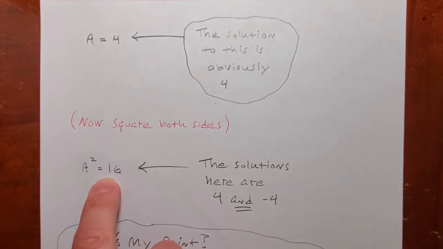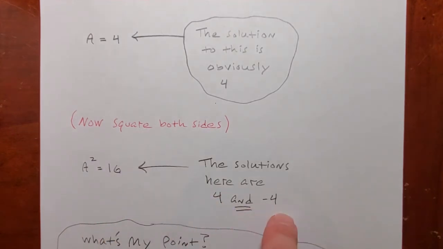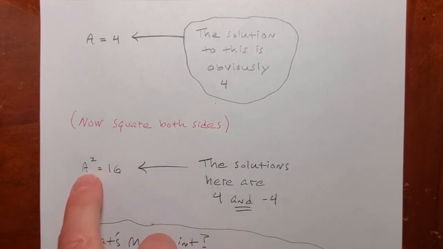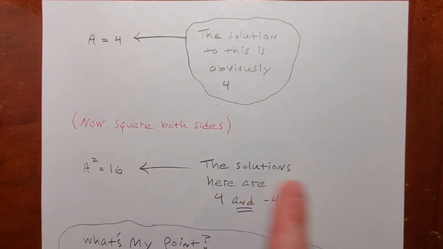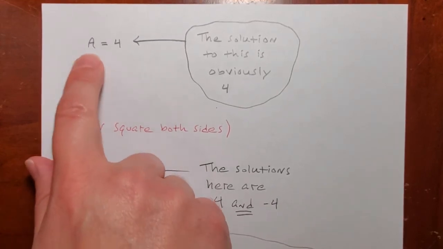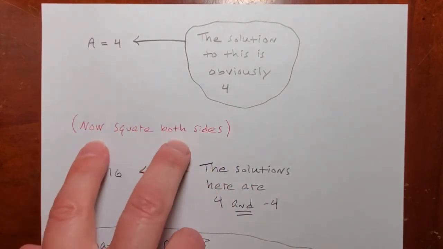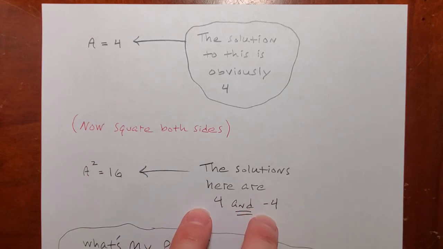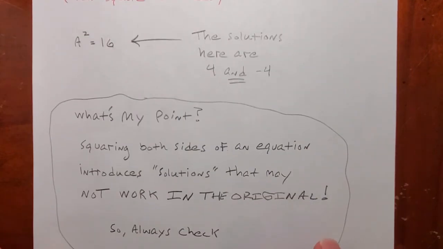But all of a sudden, there's more answers. The answers are 4 and negative 4. You know, what's 4 times 4? It's 16. What's negative 4 times negative 4? It's also 16. So I took an equation with one answer, I square both sides, and now it has 2 answers. So, all right, what's my point?